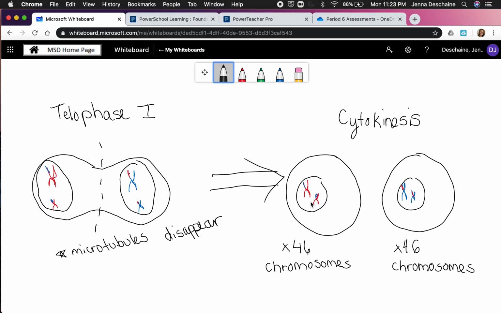Okay, so that is going to do it for today on meiosis. So we're going to continue talking about meiosis 2 tomorrow. And then I think on Thursday, I'm going to have you guys create some models with meiosis. So hopefully that will be a little bit more helpful and informative for you guys.